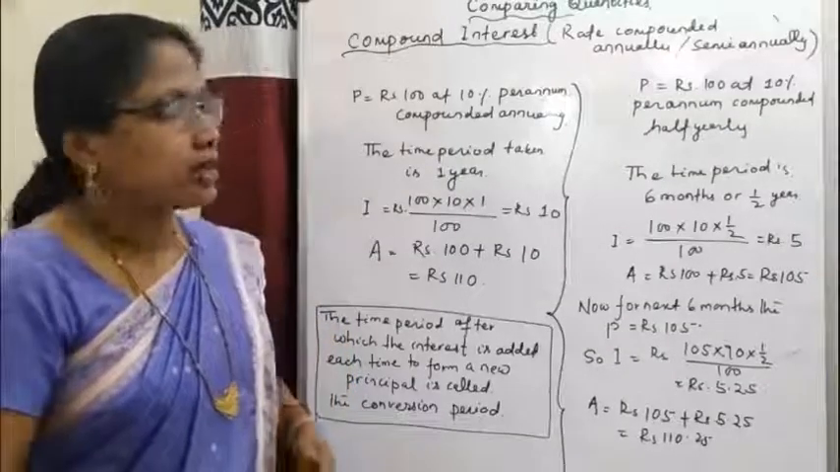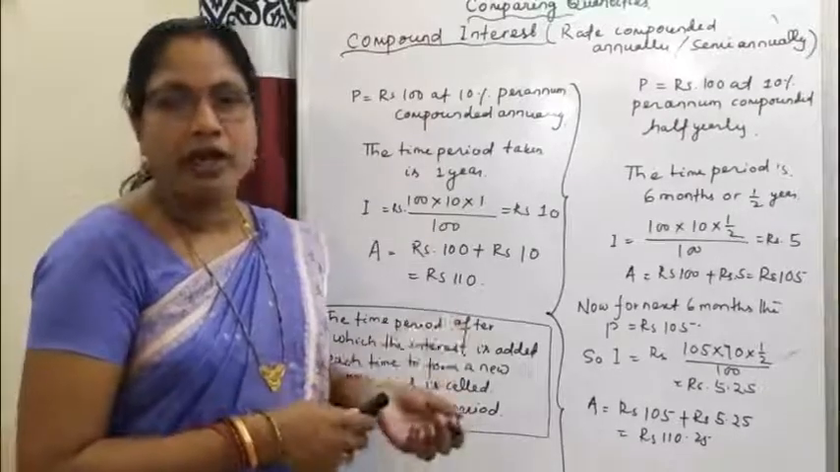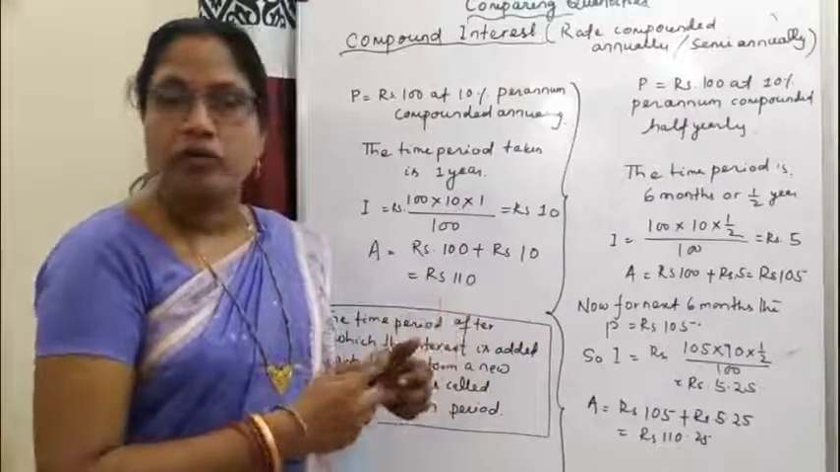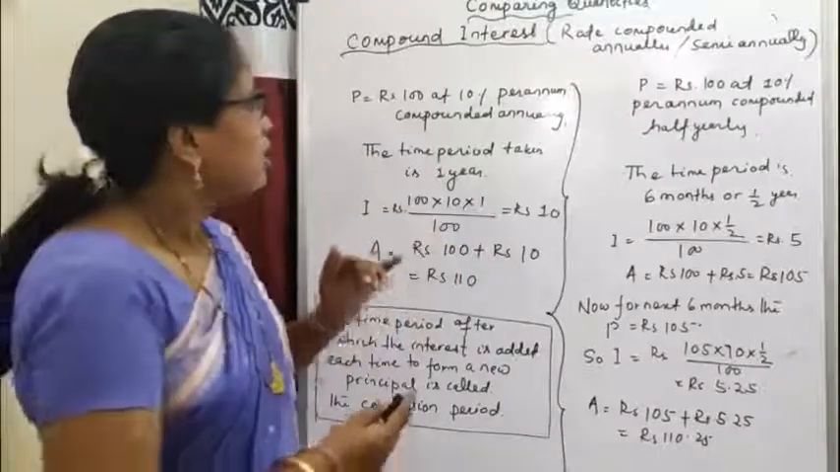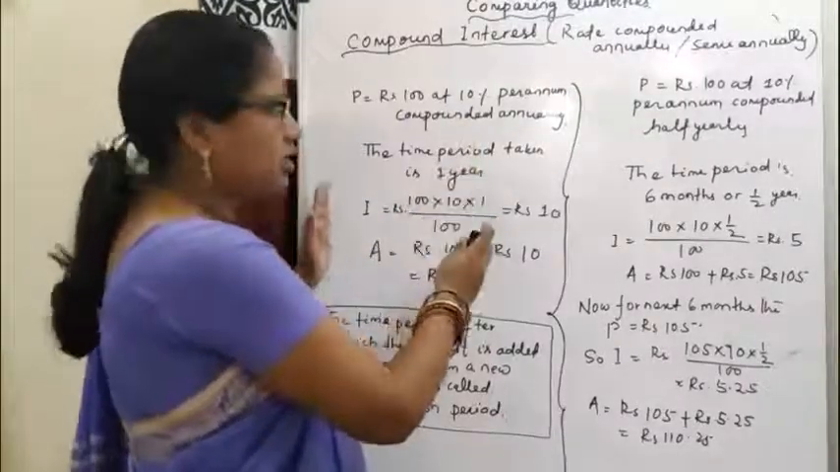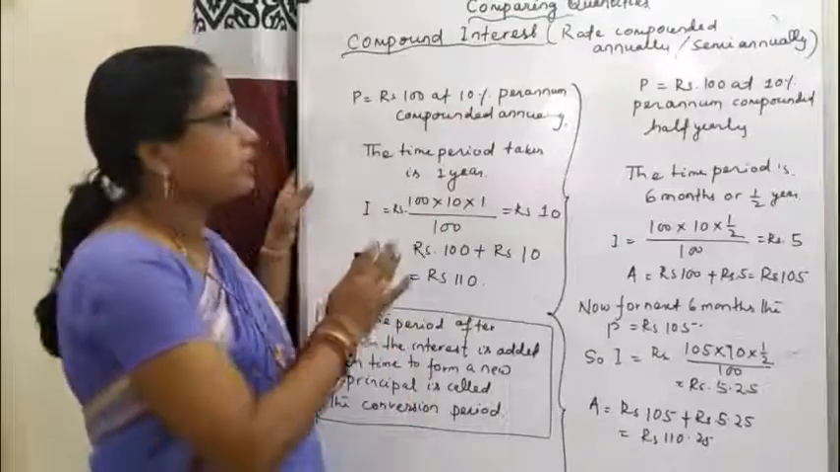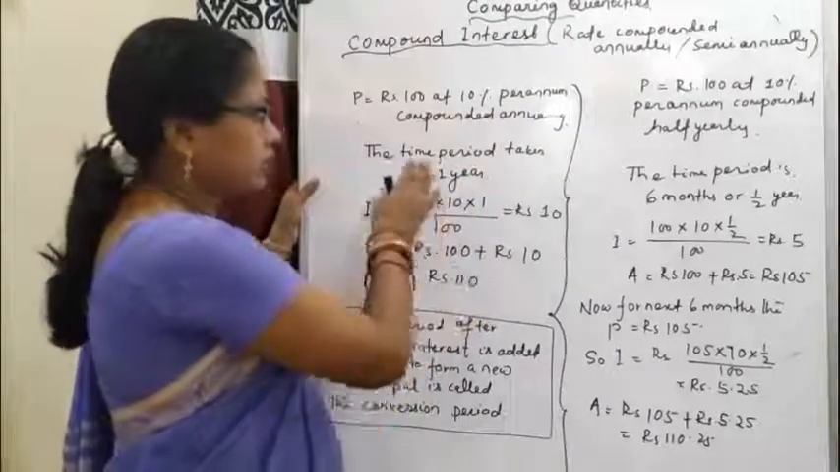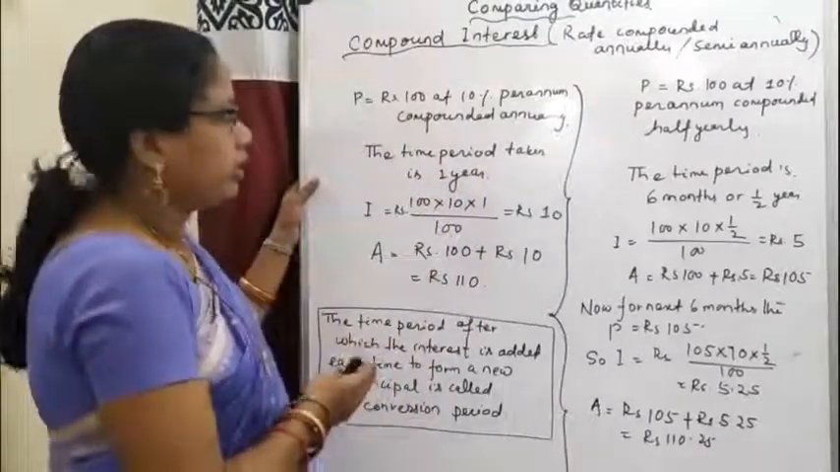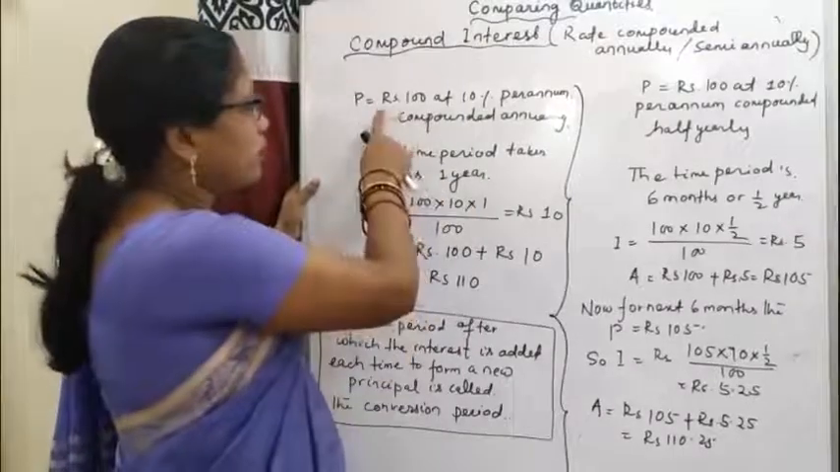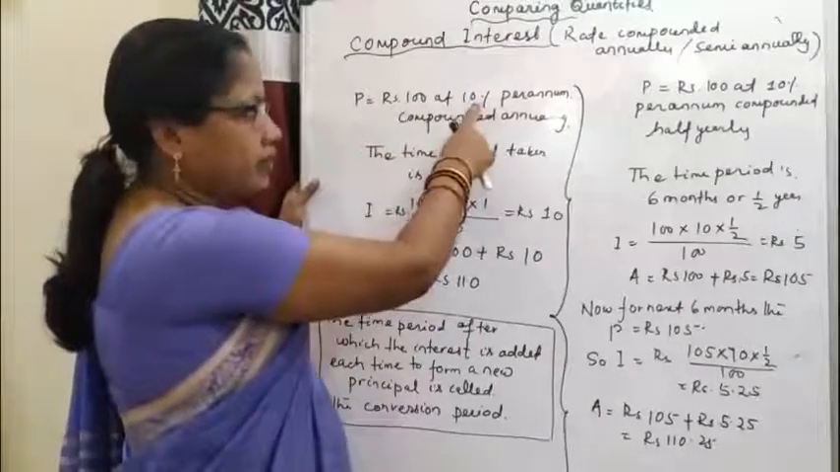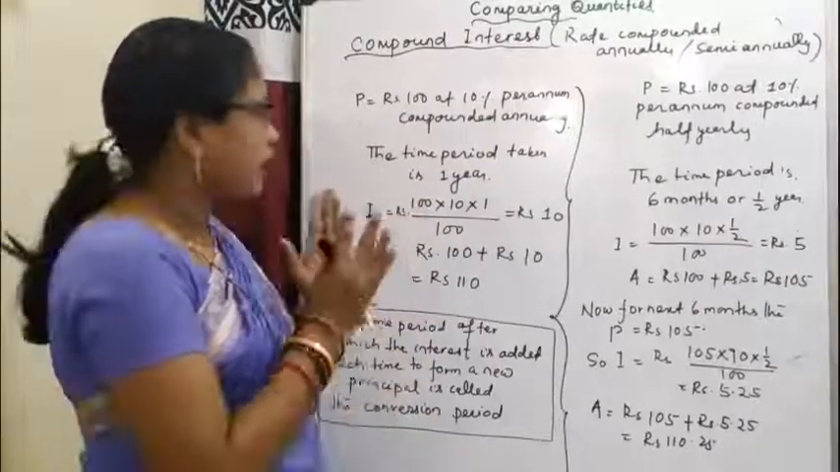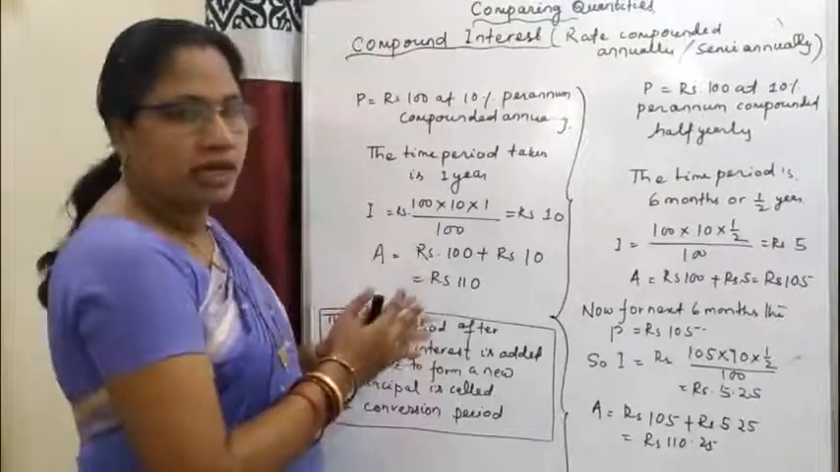So let us discuss what we mean by rate compounded annually and rate compounded semi-annually. Sometimes you also find rate compounded quarterly. So what do we mean by that? Here I have taken an example by taking principal as 100 rupees and rate of interest as 10%. The first column is where rate is compounded annually. So principal is rupees 100, rate of interest is 10%, compounded annually. So here the number of time periods is 1 year, so n is equal to 1.